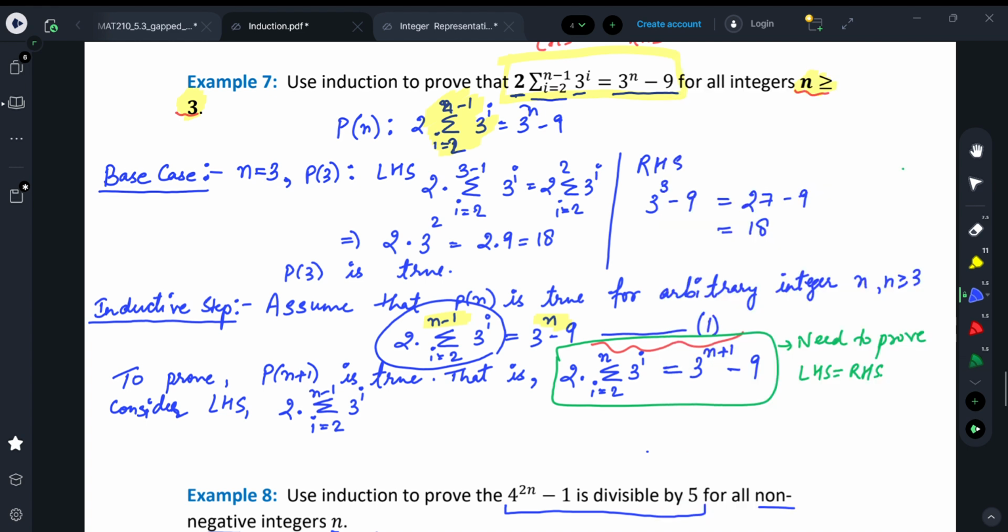So the last entry of this sum will be, because the 2 distributes, right? So 2 distributes to the last entry, which is 3 to the power n. Make sense? Now I know that this is equal to 2 times 3 to the power n minus 9 plus 2 times 3 to the power n.